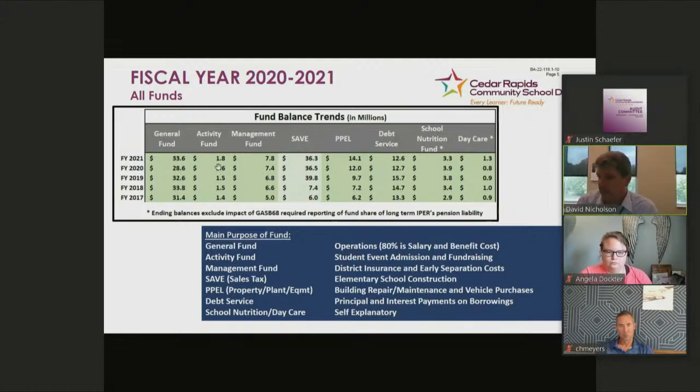Our activity fund is pretty stable. In the general fund, we're back up to where we were in 2018. Like I said, a lot of that growth from 20 to 21 had to do with the circumstances that we were in, with having some ESSER funds, and with COVID and the derecho, the impacts that it had on the district. That played into how we were able to jump back up to about the level we were at in 2018.